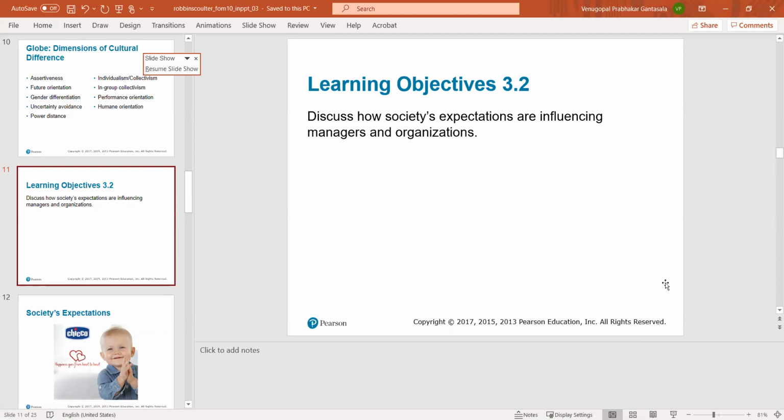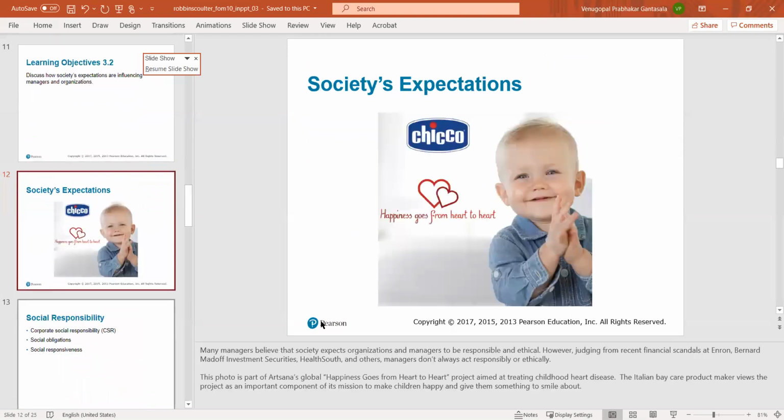I could possibly give that for the exam. Okay, so please make a little note. The GLOBE dimensions of cultural differences is a very good topic for the midterm exam, for example. Then the next learning objective for today is how society's expectations are influencing managers and organizations.